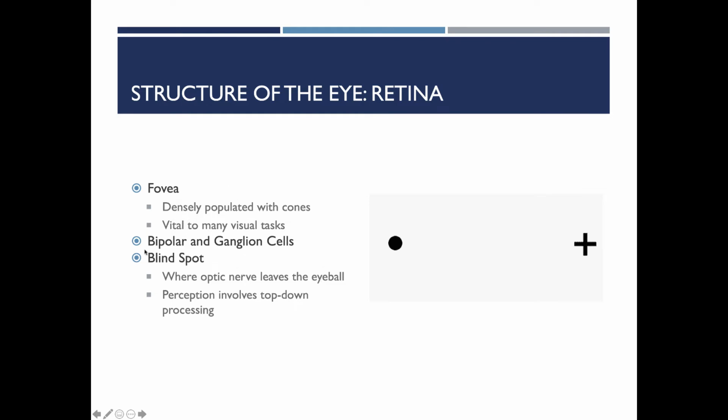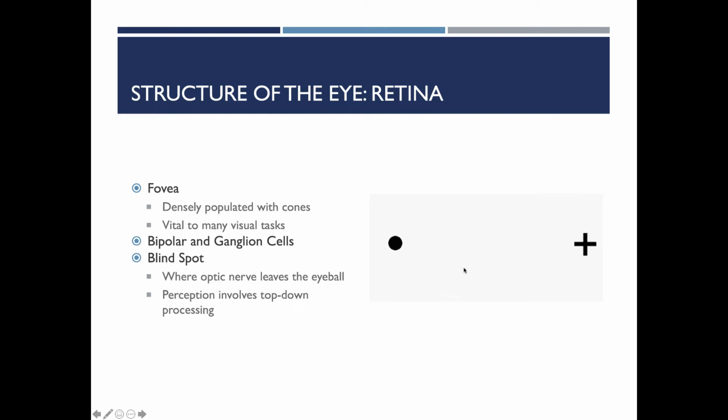Now, I also pointed out the blind spot where the optic nerve leaves your eye. At that portion where the optic nerve leaves the eye, you have no photoreceptor. So if light hits there, you don't see anything.